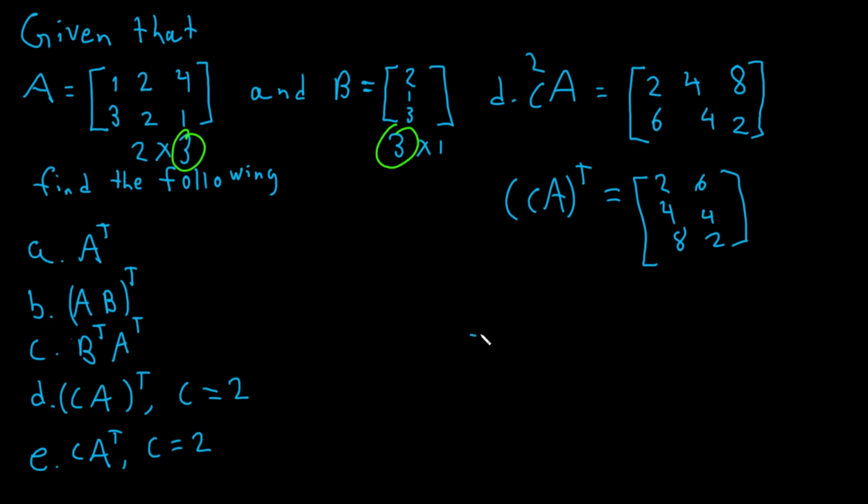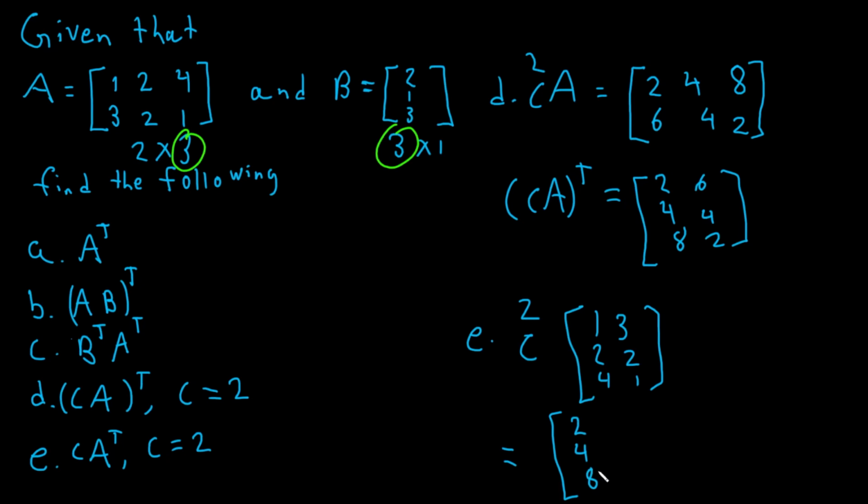In bit E, we just take C and multiply it by A transpose. We already found A transpose, and we just have to multiply C by that. I'm just going to write out A transpose again, because I erased it. So it will be 1, 2, 4, and 3, 2, 1. And we just multiply this by 2 since C is 2, and that equals 2 times 1 is 2, 2 times 2 is 4, 4 times 2 is 8, 2 times 3 is 6, 2 times 2 is 4, and 2 times 1 is 2.